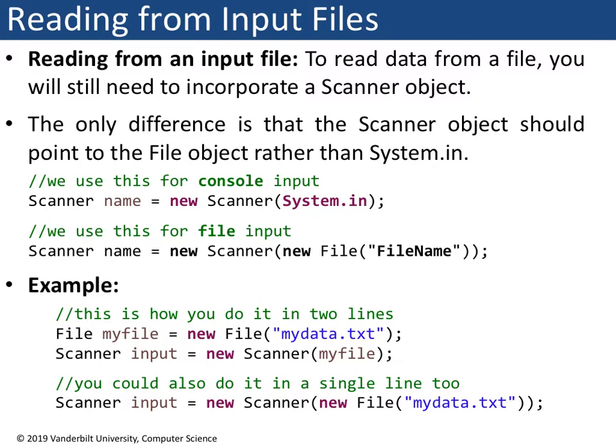Now this scanner is looking at the object that has access to mydata.txt. And again, we could do this in a single line if we wanted to collapse it and make it a little more compact. Just Scanner input = new Scanner, and as parameter, new File, with the parameter to the File object constructor being the name of the file that you wish to read.